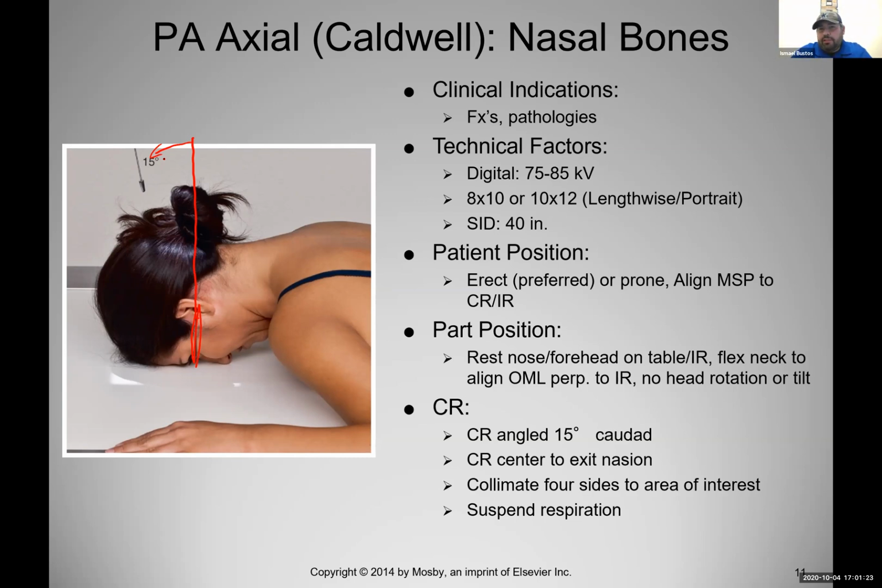Collimate, suspend respiration. This is another projection that's going to show the bony nasal septum of the nasal bones. Of course, it's also going to show other structures of the facial bones, but this is just for nasal bones itself. So again, Caldwell, 15-degree caudal angle from the OML. For patient position, make sure the nose and forehead, those two structures, are on the table to get that OML perpendicular.